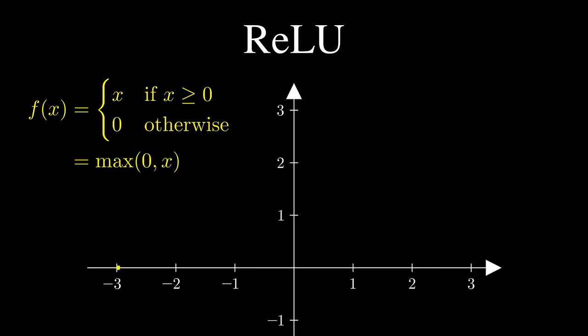Now let's explore the graph of the ReLU function. As you can see here, it outputs 0 whenever the input x is negative, but when x is positive, it will output the same x.